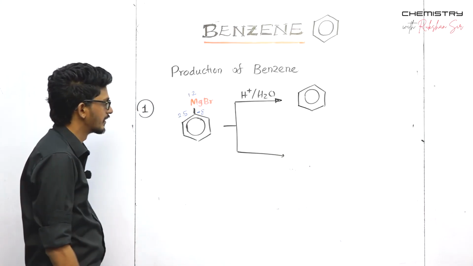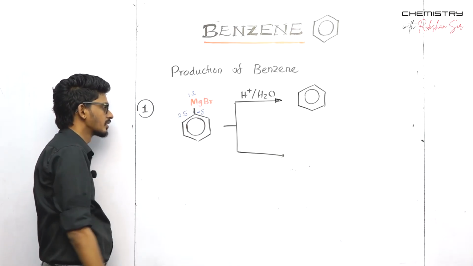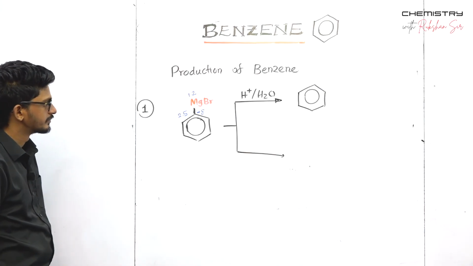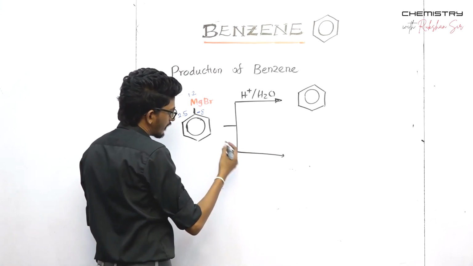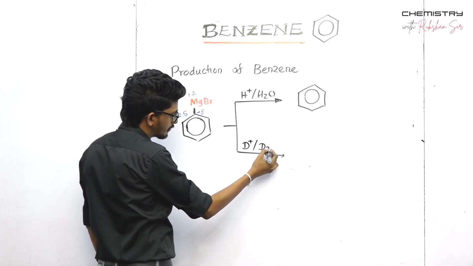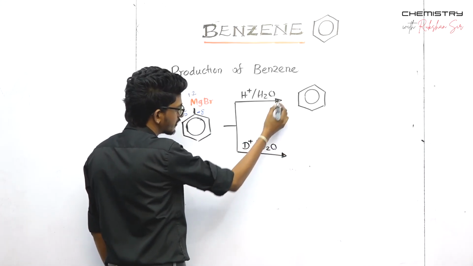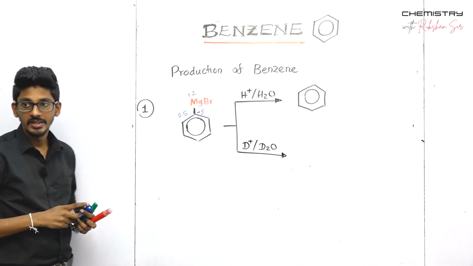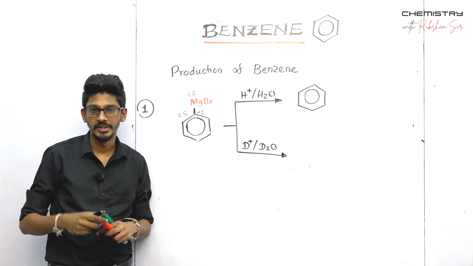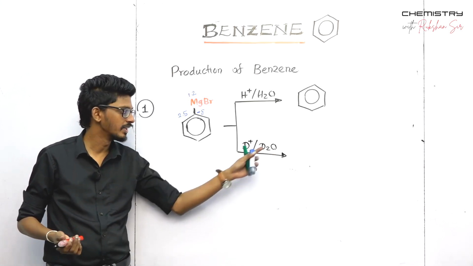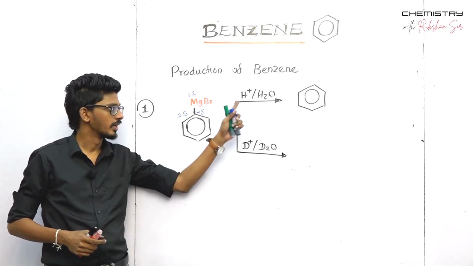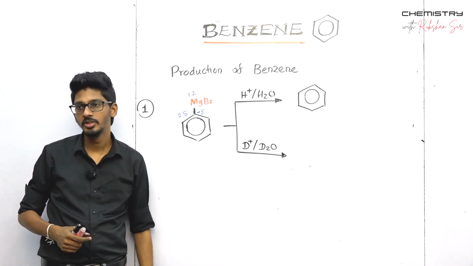So first of all, you should have a benzene ring appearing with the MgBr. Then if you add H plus H2O, you will get the benzene. One can add D plus D2O as well. Not only H plus H2O, D plus D2O can be added. What is D plus D2O? D means the heavy hydrogen, and D2O is the heavy water. Deuterium, right? Instead of H plus H2O, you can use D plus D2O.